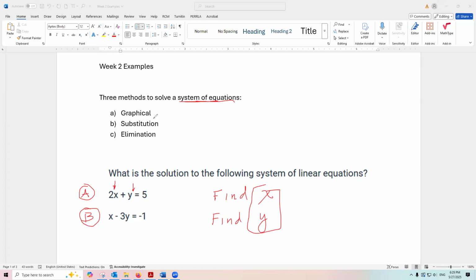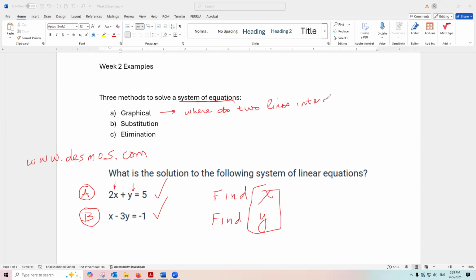Well, there's three ways you can do it. You can go to, let's say, desmos.com, and type in each one of these equations. And when you do that, you're looking for where the two lines intersect. That's the solution you're after.